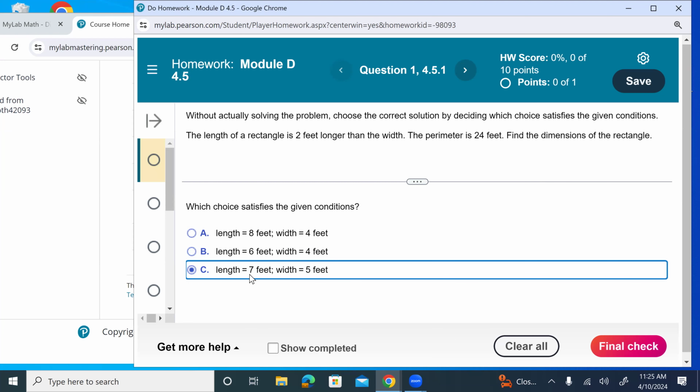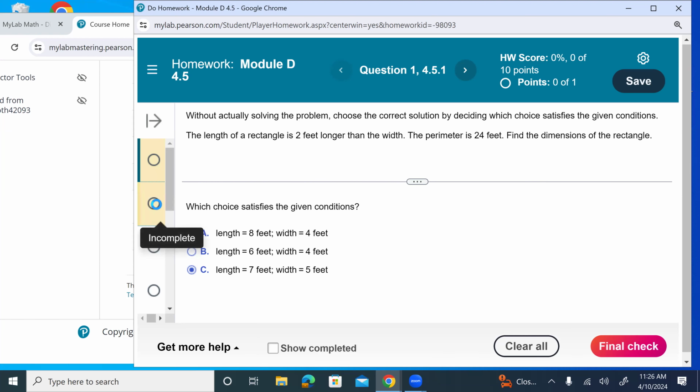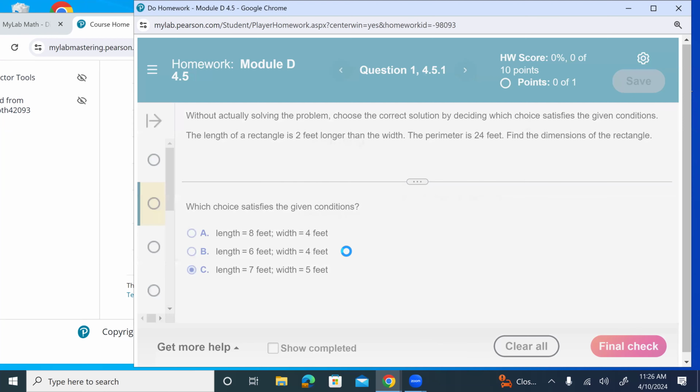Okay, what about this one? Yeah. So there it is. You see that? That wasn't that bad. Well, you didn't actually have to put down the algebra. Yeah. Okay.